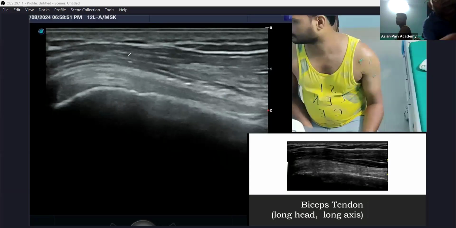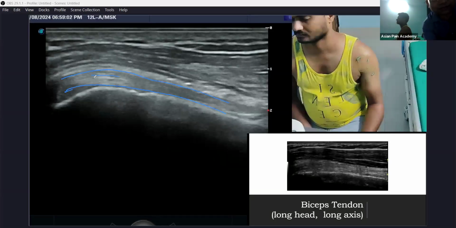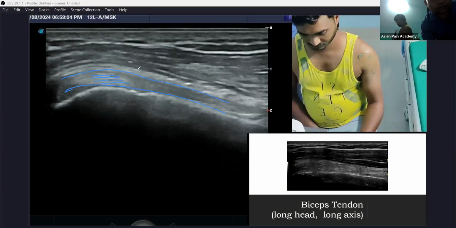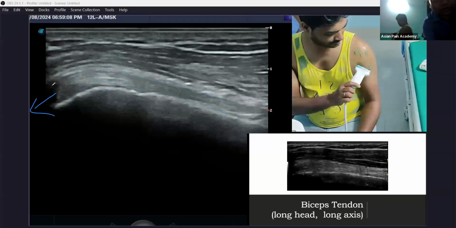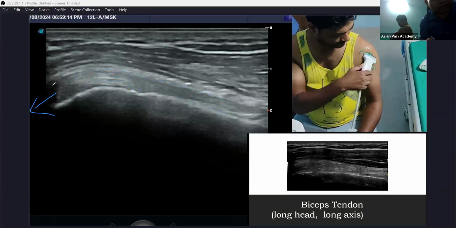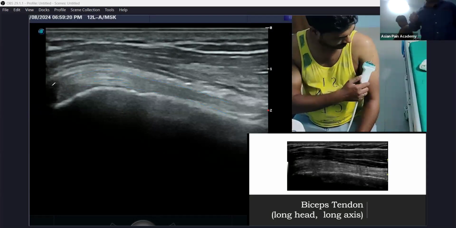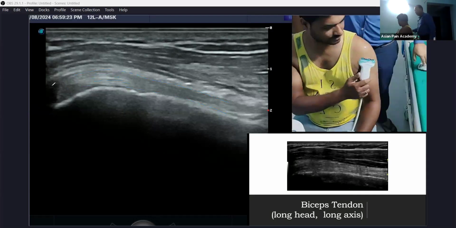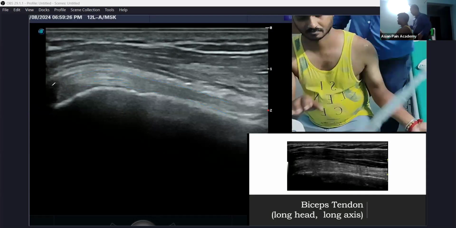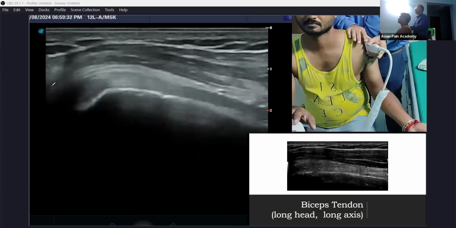So this is the complete tendon. This is the complete tendon. You can see the fibrillar pattern here. Okay, so if we go more proximally, we can see up to a limit, because ultimately this long head of biceps tendon is going to become intracapsular, joining the glenoid labrum. So we cannot see that much inside the joint. But I will try to see this much.